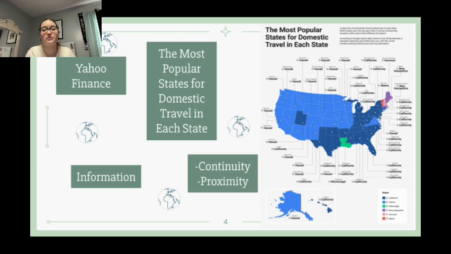I think it's very important to include where the information is from, so it helps the audience to know if it's legit or not. They did do a great job of continuity and proximity. There's not a lot of open space.